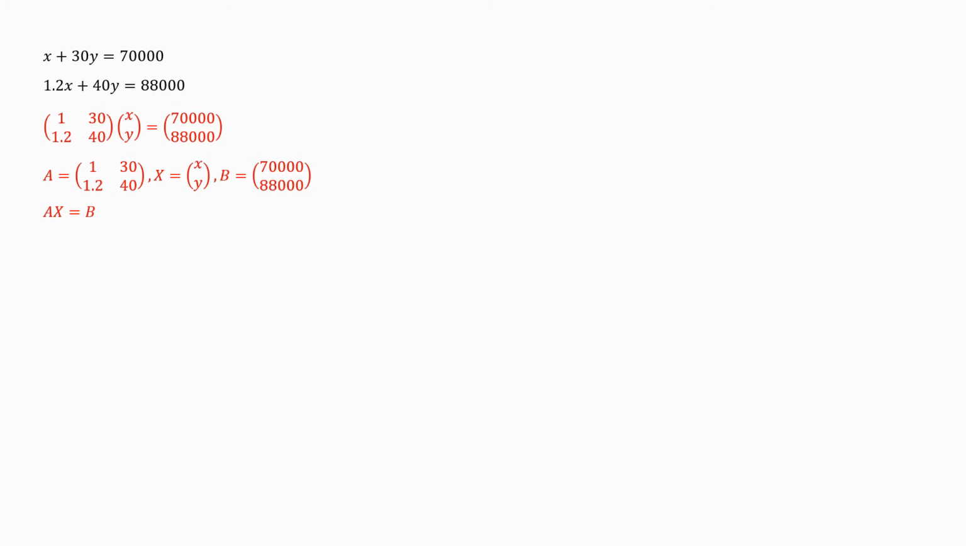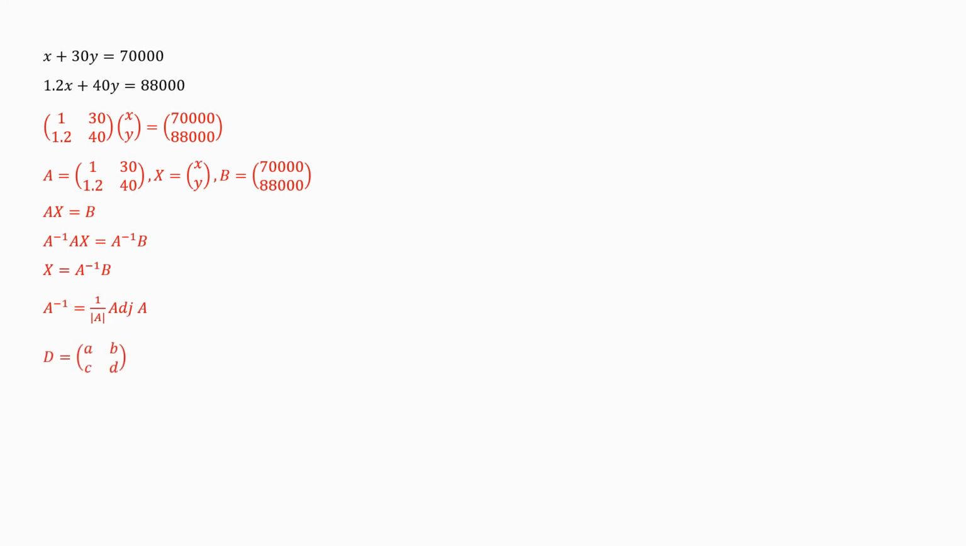So to find X, we need to multiply A by its inverse in order to form an identity matrix. So the inverse of A, multiply on both sides. On the left hand side, we are left with X. So X is equal to the inverse of A times B. And to find the inverse of A, it is equals to 1 over the determinant of A times the adjoint of A.